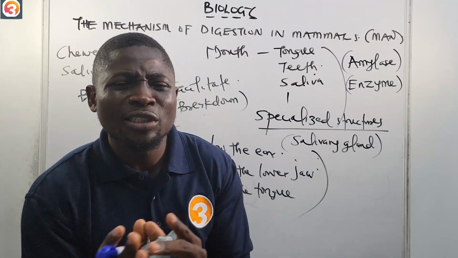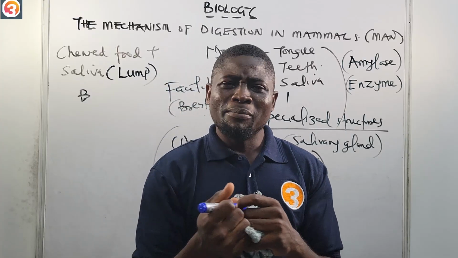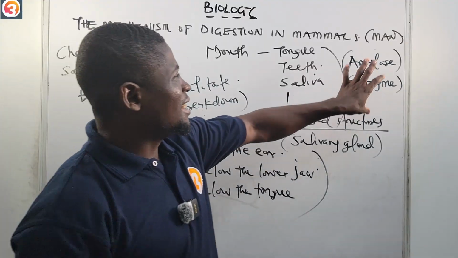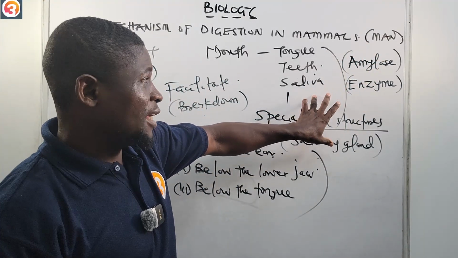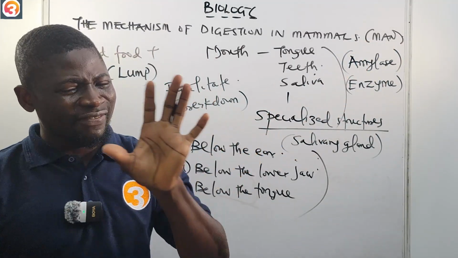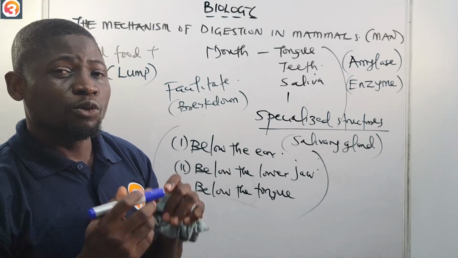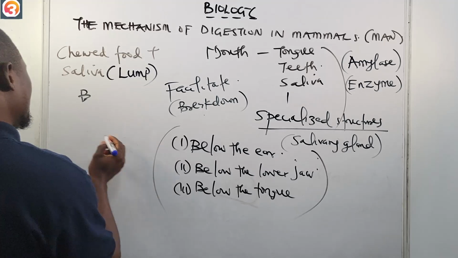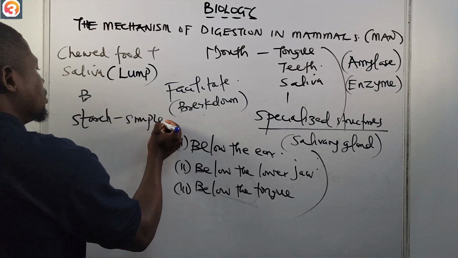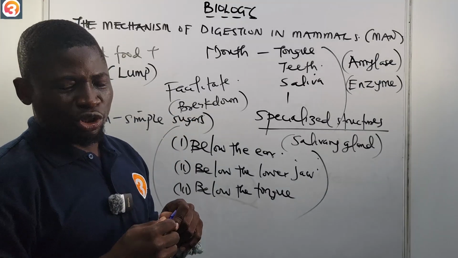So an enzyme only helps to facilitate, to speed up the rate of a reaction, but he himself is not actually involved in that reaction. So this salivary gland has an enzyme called amylase. And the amylase is very useful in the breakdown of starch to simple sugars. It helps to convert starch to simple sugars. All right.